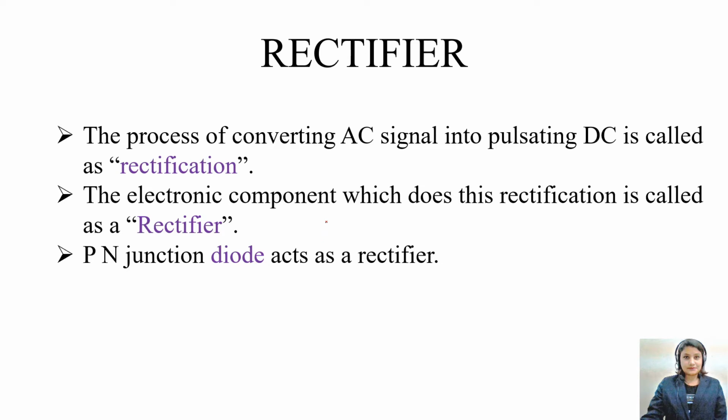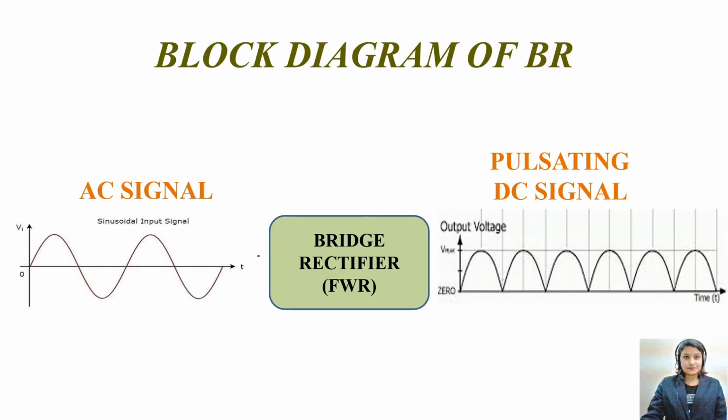Do you know what we mean by rectification? The process of converting AC into pulsating DC is called rectification, and the electronic component which does this rectification, we call it a rectifier. Now, 4 diodes will be used in a bridge rectifier. Let us first see a very simple block diagram of the bridge rectifier.